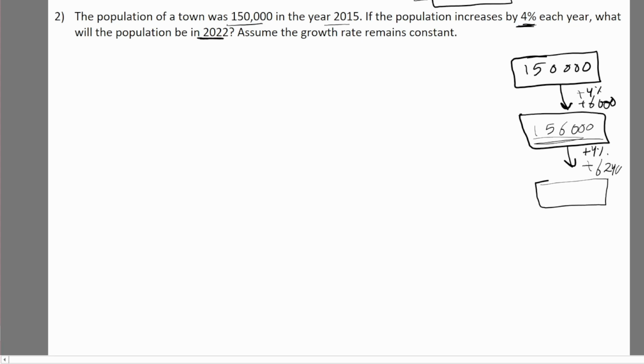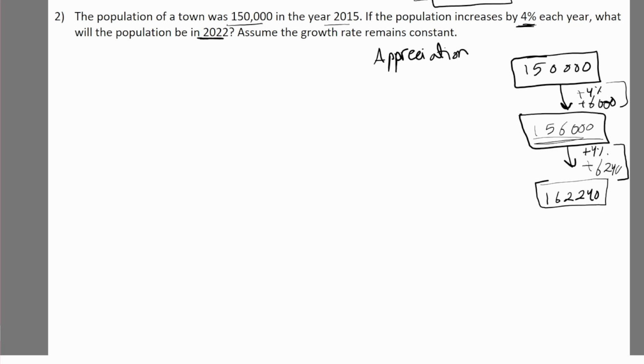So basically, you will end up with around 162,240, right? So as you can see, the increase is based on the population now, so it's changing, okay? So this is a perfect model for basically appreciation or compound interest, really, okay? So whenever you're dealing with population increase or decrease, you're dealing with appreciation.